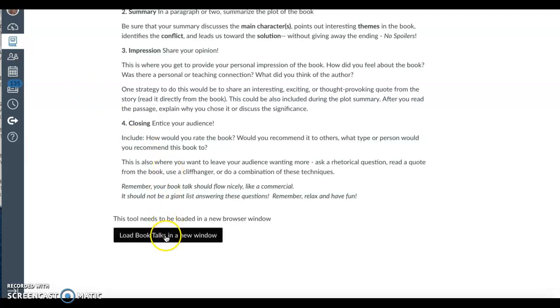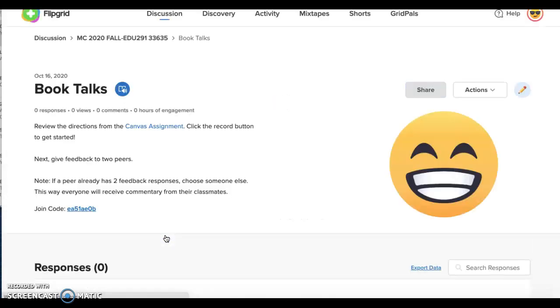You're going to click here, and it will take you directly to the Flipgrid. This is how you access the assignment. You'll notice that the directions for the assignment are not listed here. They are listed in Canvas where we just were. So refer back to Canvas if you suddenly need to be refreshed on what to do.